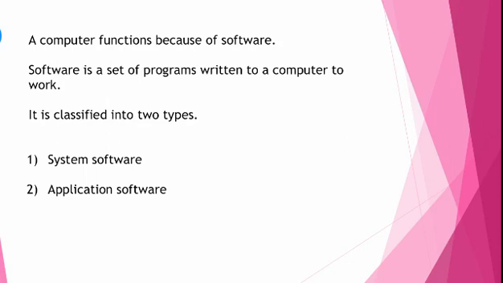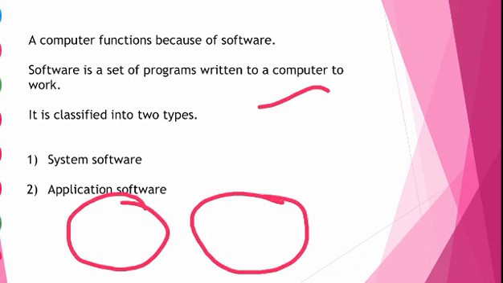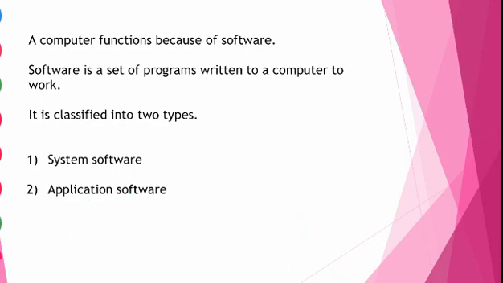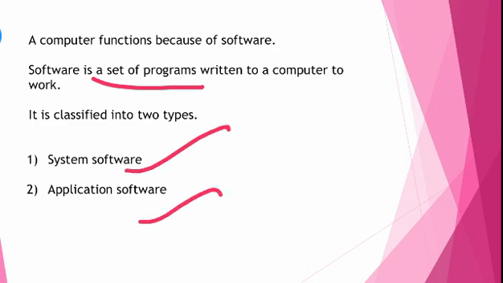So take down the notes. Software is nothing but a set of programs. So what is meant by software? Software is nothing but a set of programs. It is classified into two types: one is system software, another one is application software.